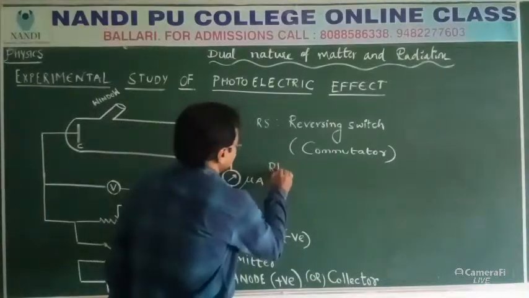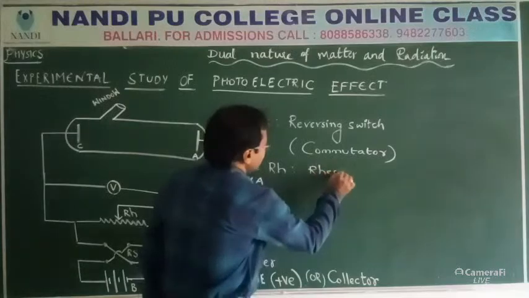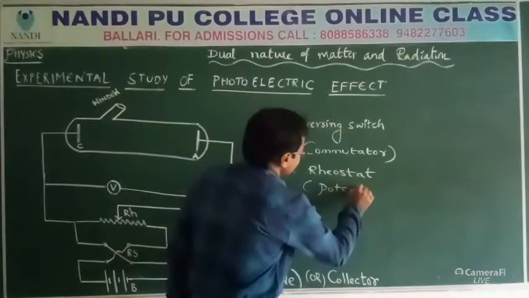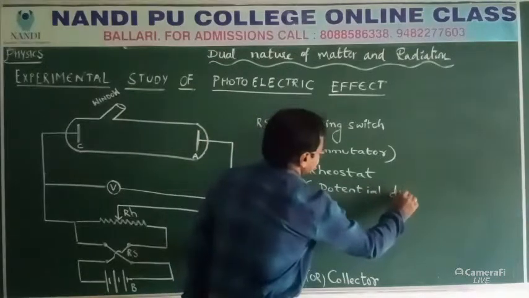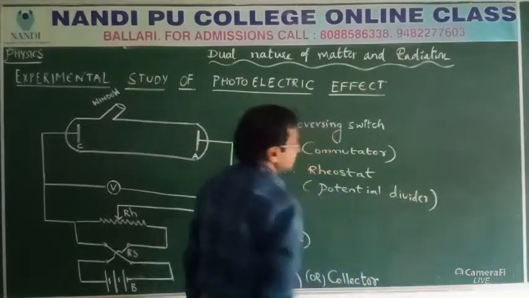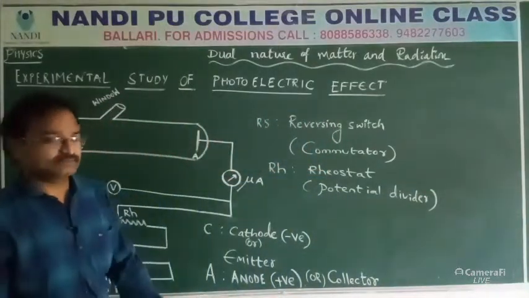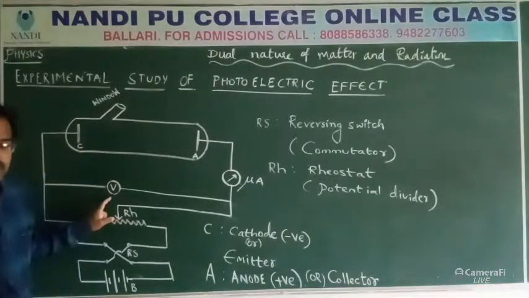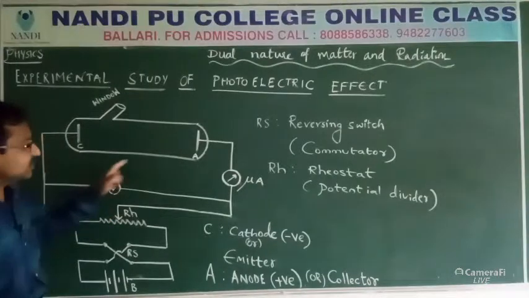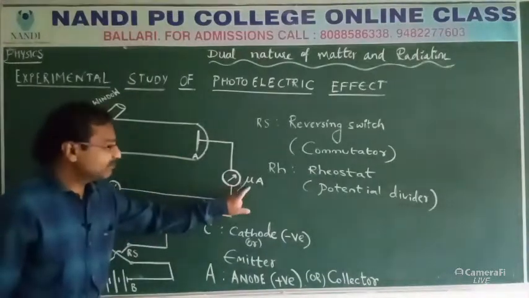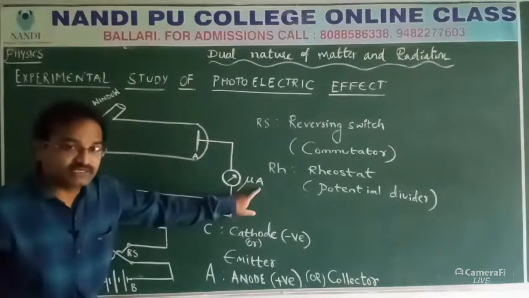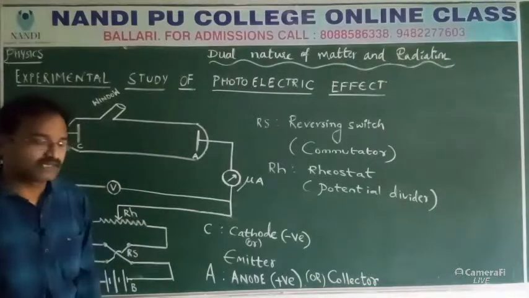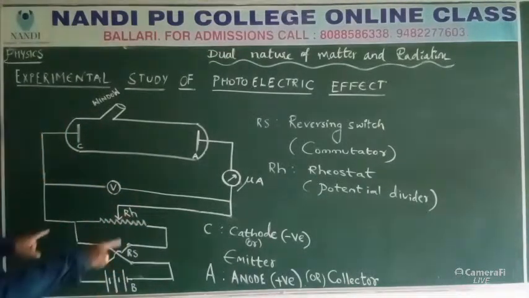And RH is called rheostat, another name, potential divider. Okay. Now you know what is V? Voltmeter, which measures the potential difference between cathode and anode. This is the microammeter, which measures the current in this circuit. Okay, children. So this is the arrangement.